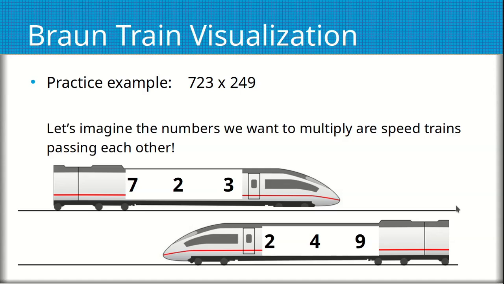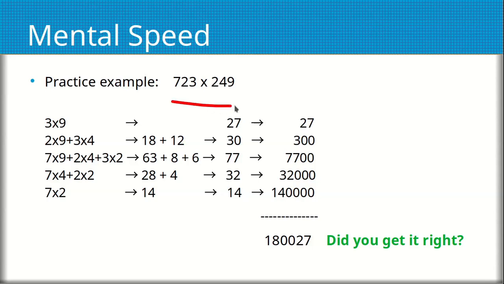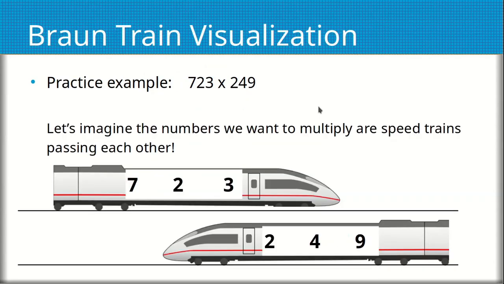Now, what does this all have to do with trains? We did all those arches here to try to figure out 723 times 249. And I was thinking it kind of is complicated and that doesn't really help me see what's going on. I'm really not a fan of the arch method. And I thought there's got to be an easier way. So one option is this Braun train visualization.